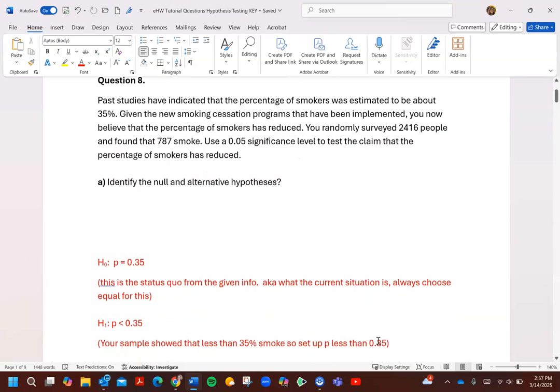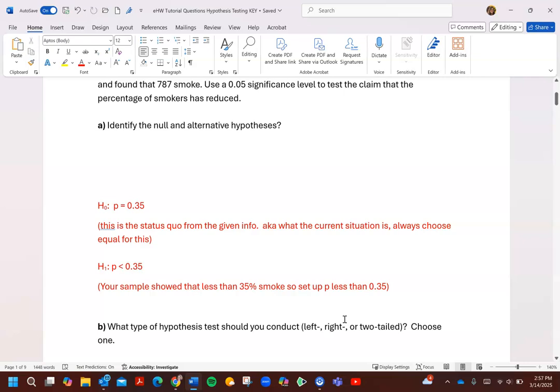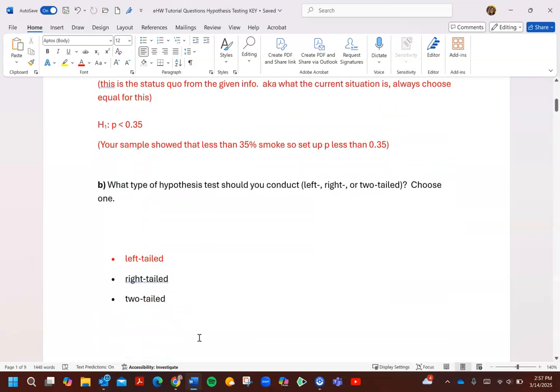And that's from the sample survey. So now we need to think about what hypothesis test should be conducted, left, right, or two-tailed. Since it's a less than, it's a one-tail, and it's to the left, so we're looking at a lower value. So that would be left-tailed.